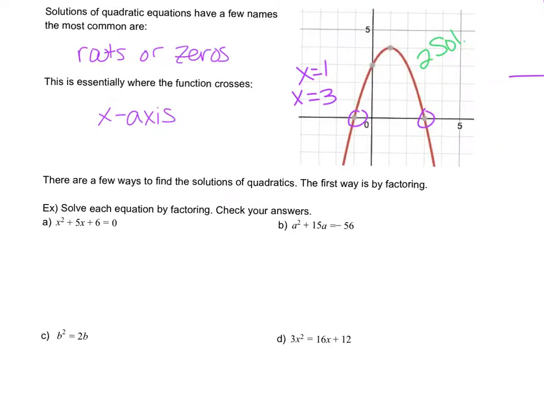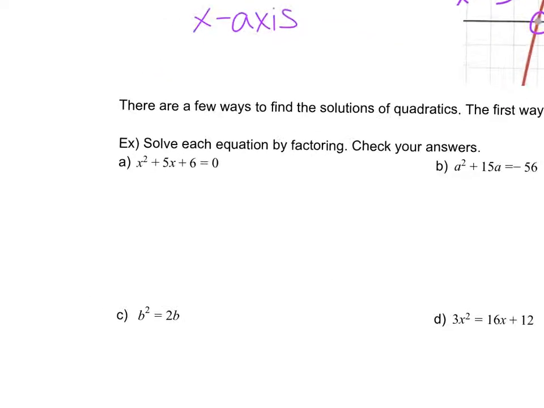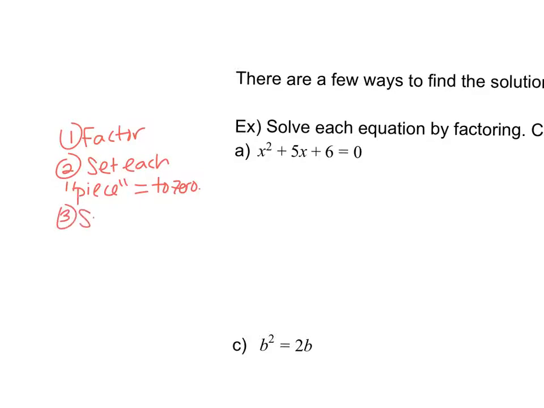Okay, so there's a few different ways to solve these. The first way I'm going to teach you is to solve by factoring. So solve each equation by factoring, check your answers. What you need to do first is factor. And then step 2 is set each piece equal to 0. And then solve those pieces.